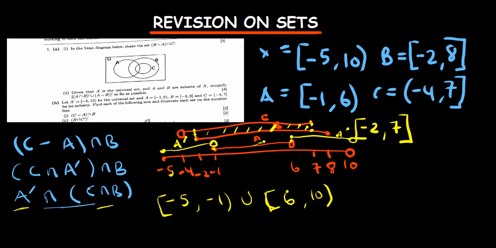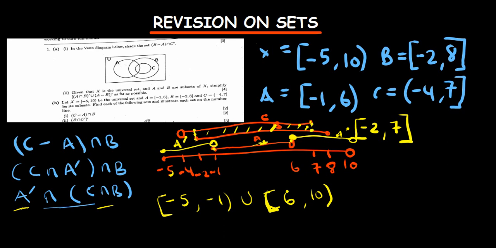So we are finding A complement, meaning all elements that are not in A. Since it is open at 6 in A, it implies that 6 is not a member of the set A, or the interval A. So if it's not in the interval of A, it belongs to the complement. You understand now? Okay, that's why we have a close here.